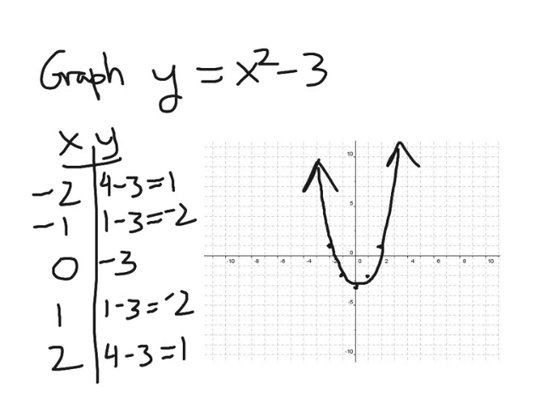So notice this one is not linear. It's certainly not linear because it has an x squared. Anytime you have an x squared, you're certainly not going to get a linear equation, and your graph isn't going to be a line.